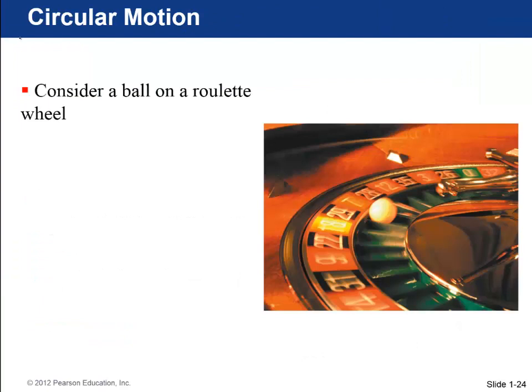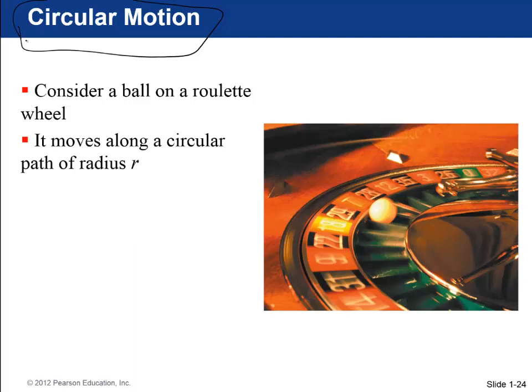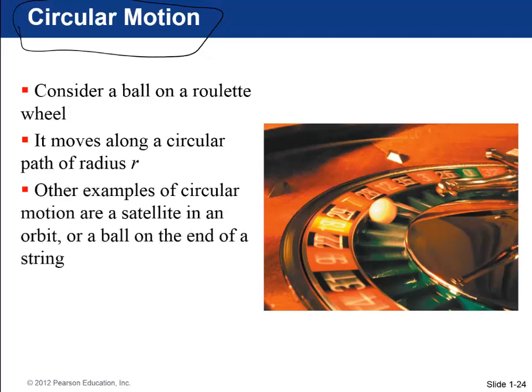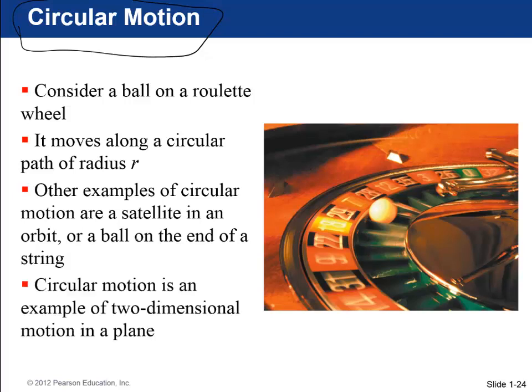Okay, so the last section is circular motion. This is just another example of motion in 2 dimensions. I'm going to start by asking you to think about a ball on a roulette wheel. There's a groove which forms a circular path along which the ball must travel. So that's an example of circular motion. You can also think maybe of a satellite going around in a circular path around the Earth, or maybe a ball whipping around on the end of a string. In all these cases, there's an object that goes on a path which goes in a circle.